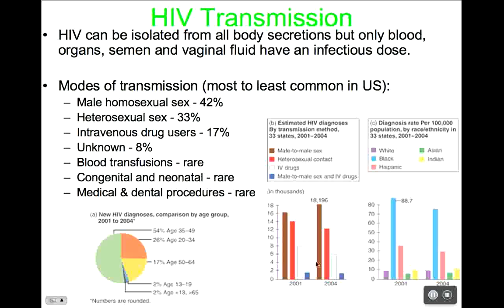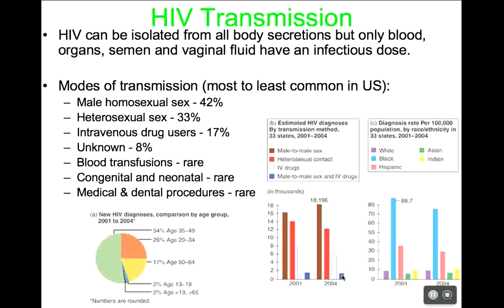All right, so here's another way to look at it. This is transmission in the U.S. between 2001 and 2004. Male homosexual sex is shown in brown. In red is heterosexual sex. Here is IV drug use and then combinations of them.